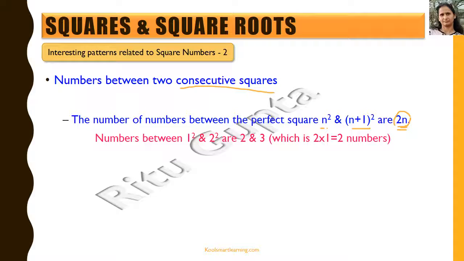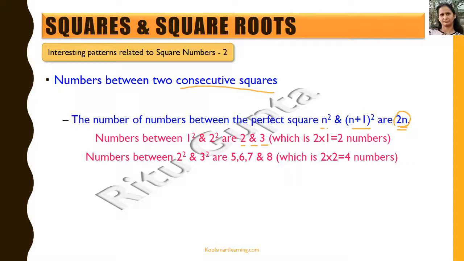Let's take some values of n and see if it is true or not. We take n as 1 in the first case. We have 1 square and 2 square, which is 1 and 4. The numbers present between them are 2 and 3. So that is two numbers, which is 2n, where n was 1.